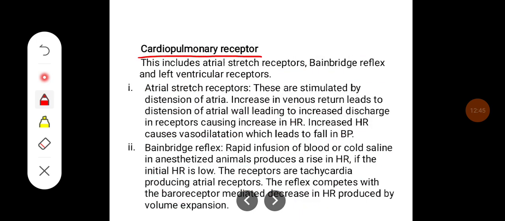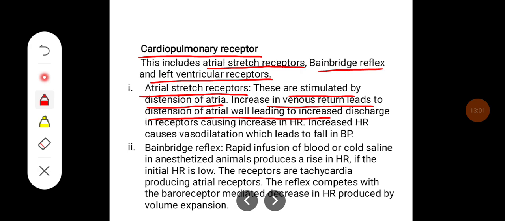Cardiopulmonary receptors. These include atrial stretch receptors, Bainbridge reflex, and left ventricular receptors. Atrial stretch receptors are stimulated by distension of atria. Increase in venous return leads to distension of the atrial wall, leading to increased discharge in receptors, causing increase in the heart rate. Increased heart rate causes vasodilatation, which leads to fall in blood pressure.